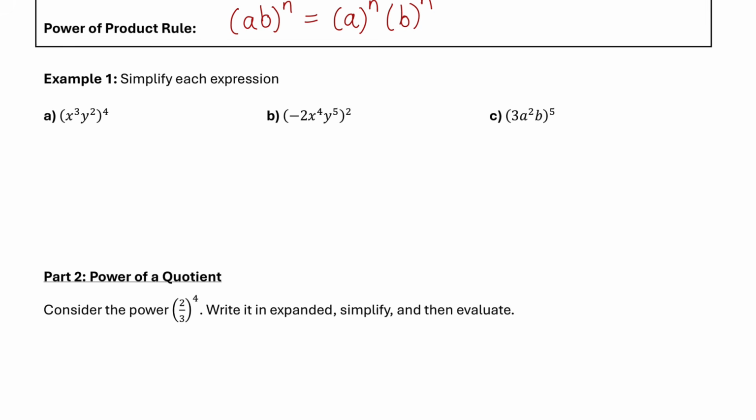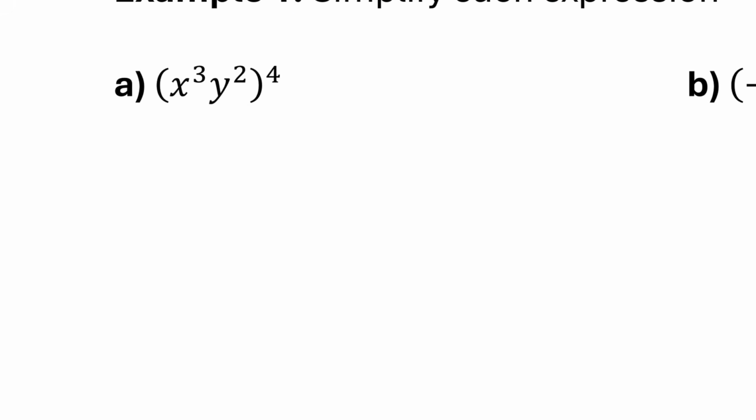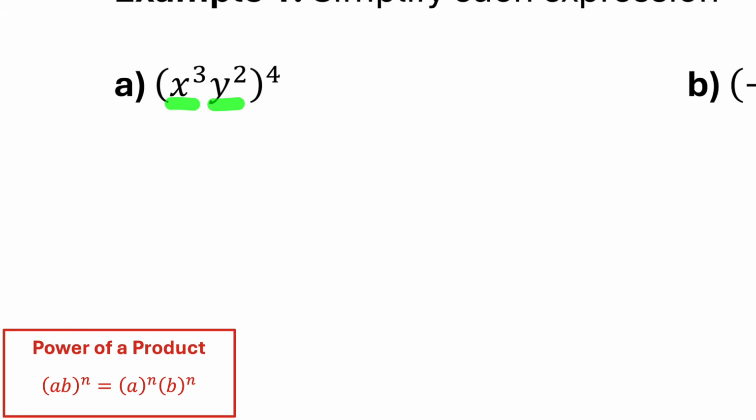Example 1 says simplify each expression. I'll start with part A. The base of my power is a product of x cubed and y squared. So I have to raise both of those factors, x cubed and y squared, both to the power of 4. That gives me x cubed to the power of 4 and y squared to the power of 4.